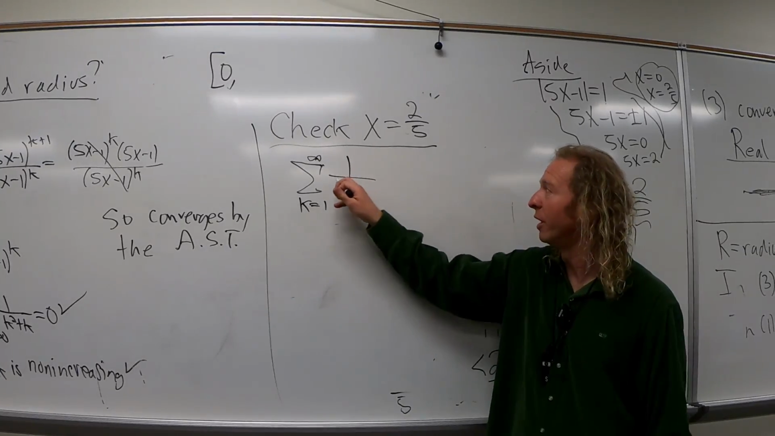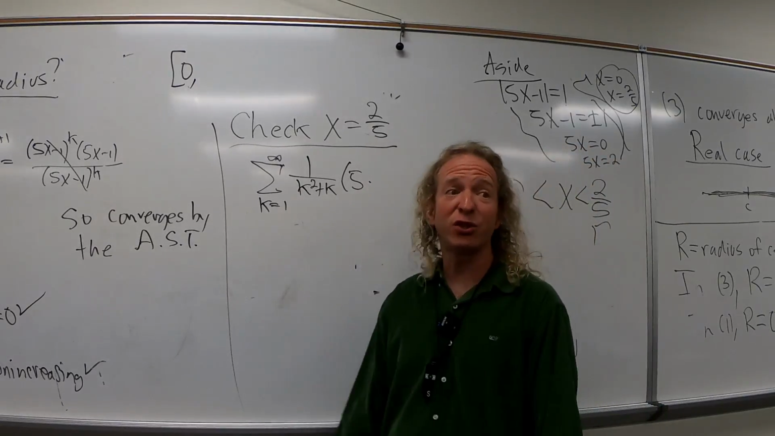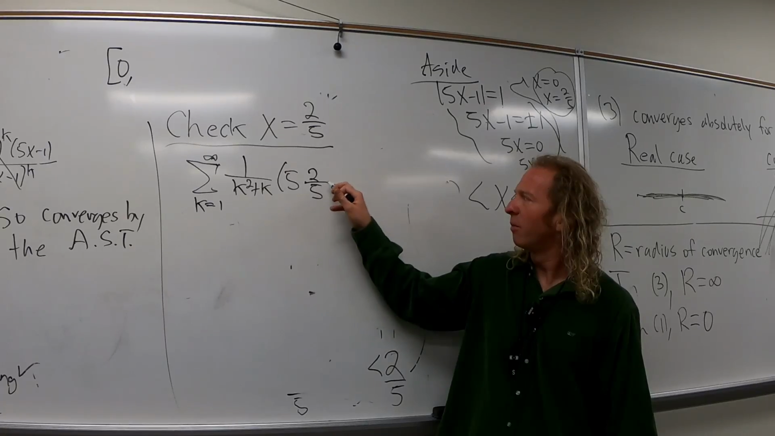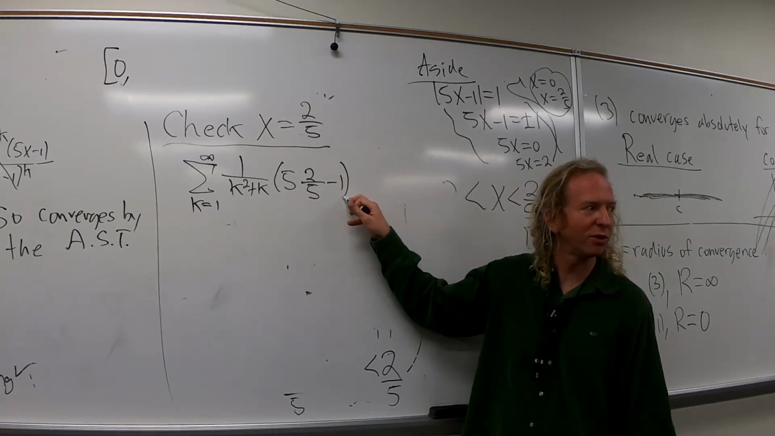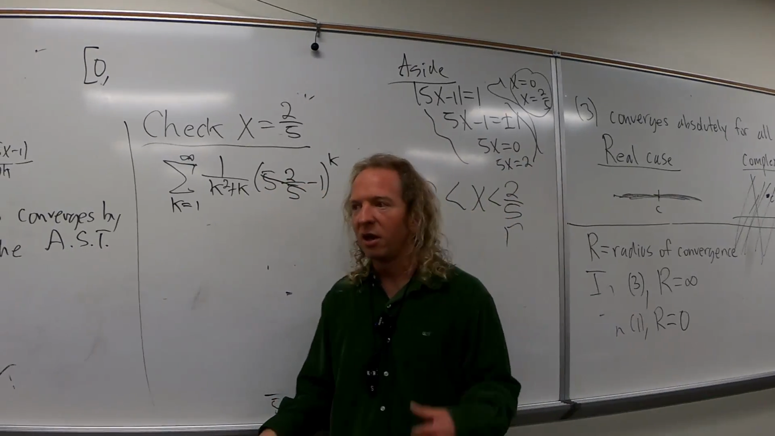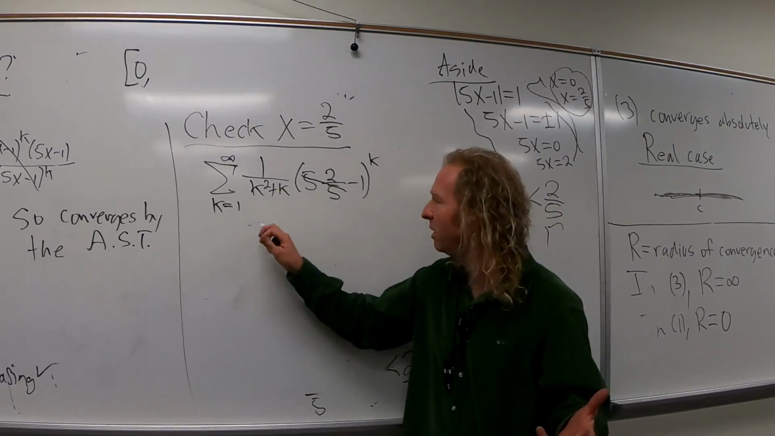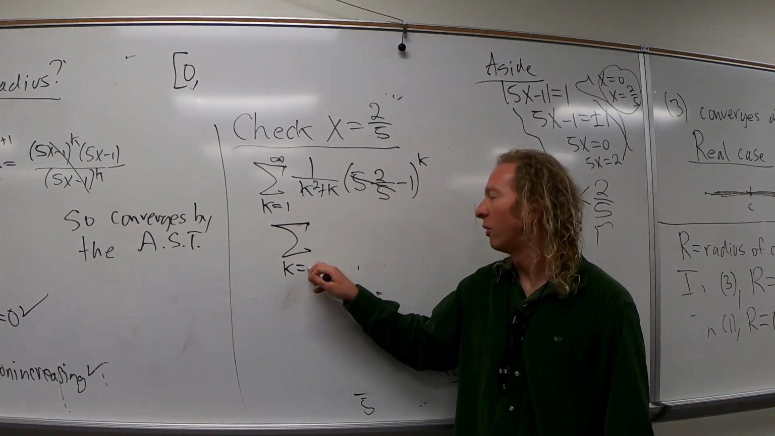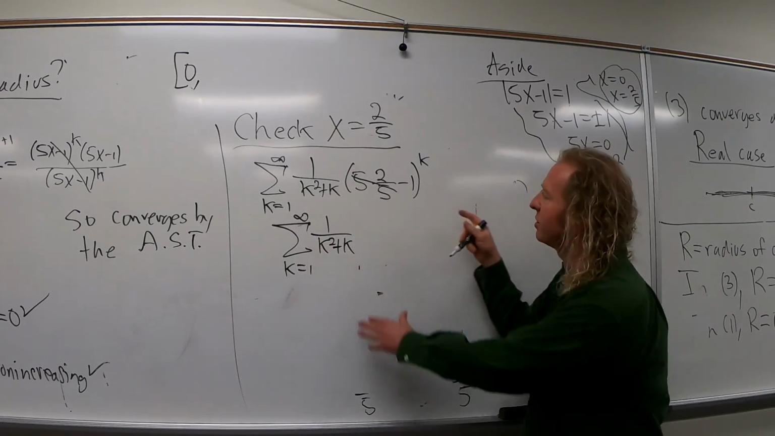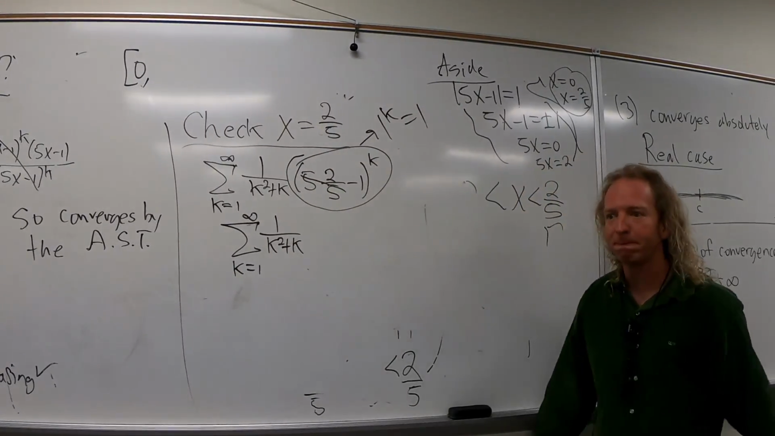We have 1 over k squared plus k, then 5 times x. X is 2/5, so the 5s cancel and we have 2 minus 1, which is 1. And 1 to the k is just 1. Not so bad. So we have 1 over k squared plus k, because this piece, 1 to the k, is just 1, so it goes away.